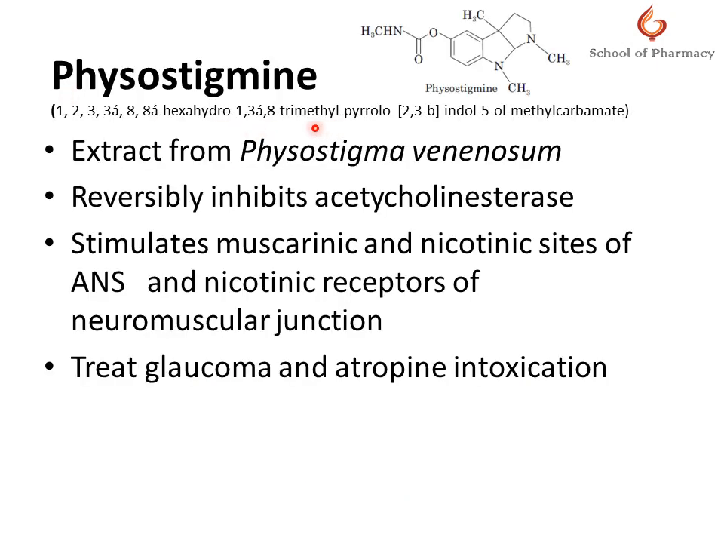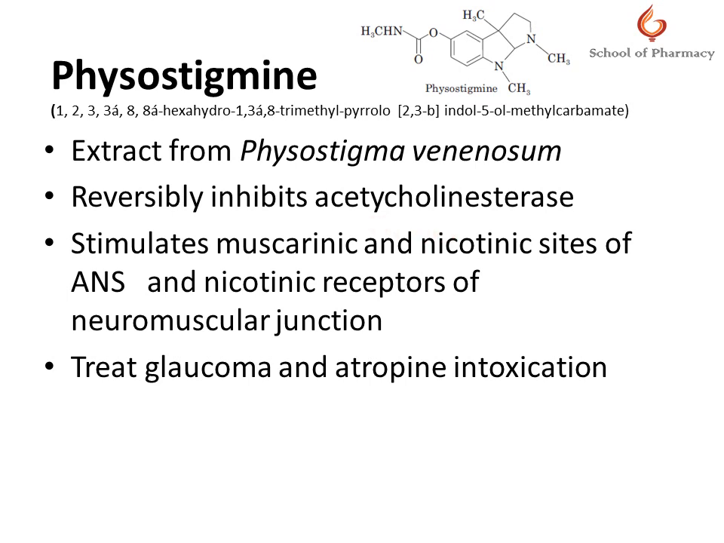Now the physostigmine. Physostigmine is a tertiary amine, and it is an alkaloid obtained from the calabar bean of West Africa, Physostigma venenosum. It reversibly inhibits acetylcholinesterase, and it is available as physostigmine salicylate and physostigmine sulfate. It is a colorless, odorless, crystalline solid, slightly soluble in alcohol, ether and water, but freely soluble in chloroform. It decomposes on exposure to air and light, and hence it should be stored in an airtight container protected from light.